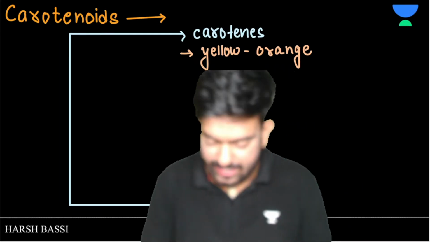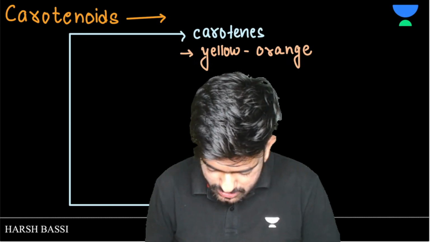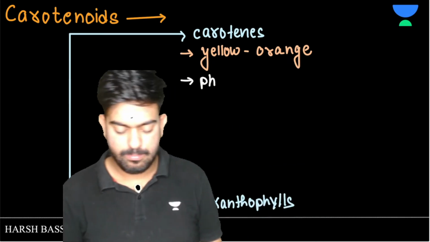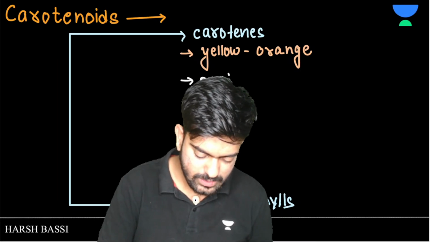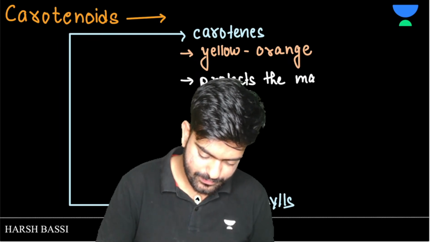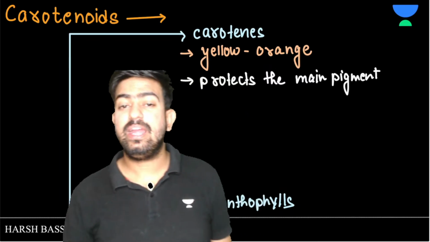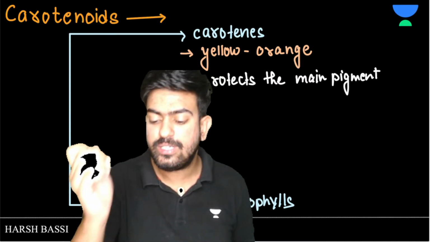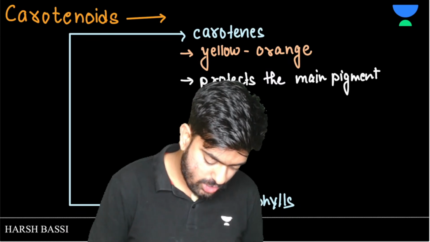Okay, so can I write here? It protects the main pigment. Now what is the main pigment, sir? The main pigment is basically chlorophyll. Yes or no? Protects the main pigment from highlight energy. And if highlight energy is there, what will happen? Oxidation can take place, right? So we can write it protects the main pigment from oxidation. Clear?